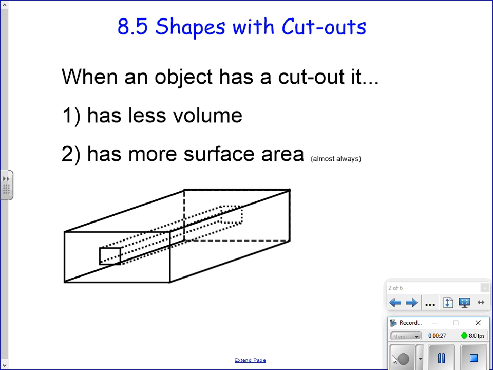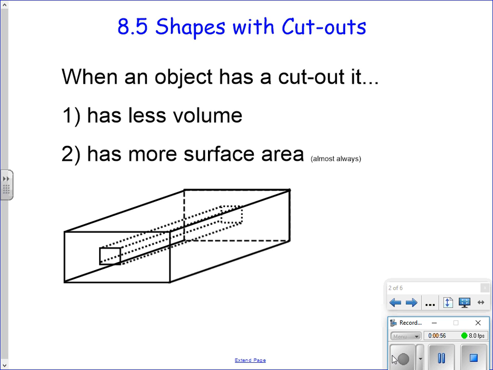Today, we're going to be moving on and talking about some things that are a little bit more complex, because I know that most of this stuff is too easy for most of you, and you want more of a challenge, so way to go. As you can see by the title today, it's 8.5, Shapes with Cutouts. So we're going to be talking about some more difficult shapes and shapes that have cutouts or hollow spots that go through the shape.